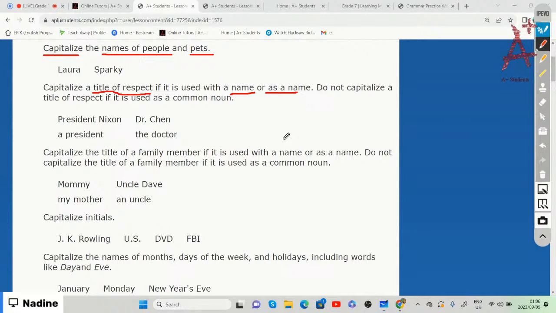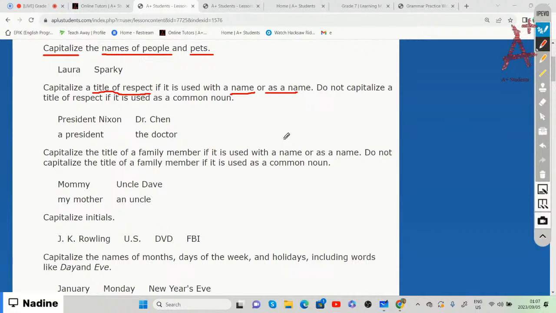But we do not, however, capitalize a title of respect if it is used as a common noun. So if it is used as a common noun, then we do not write it with a capital letter. We write it with lower case. We only capitalize it if a title of respect is used with a name or as a name, right?